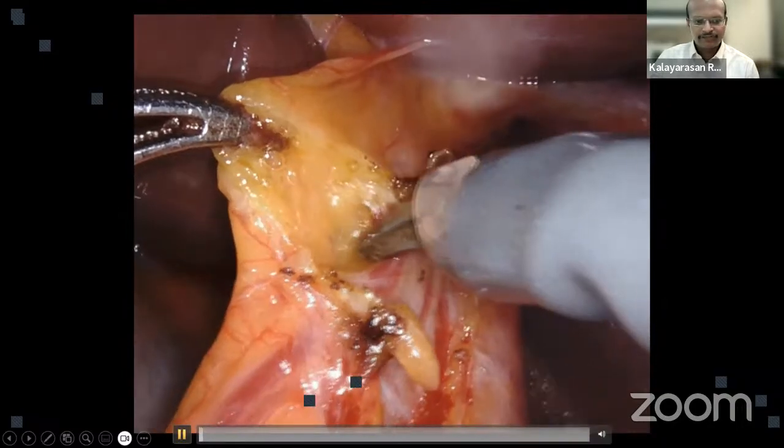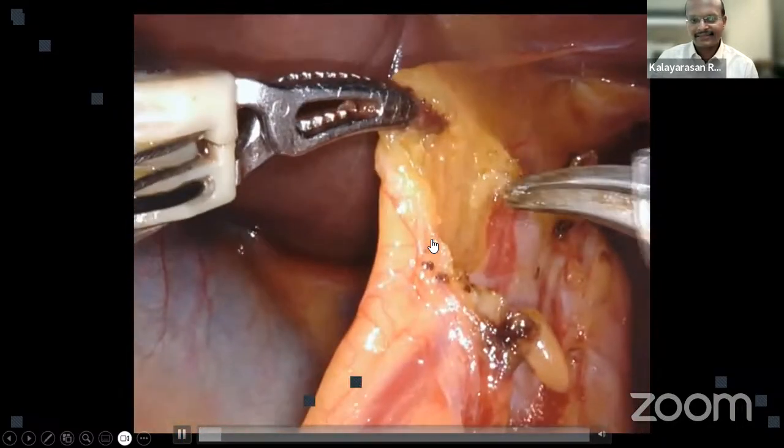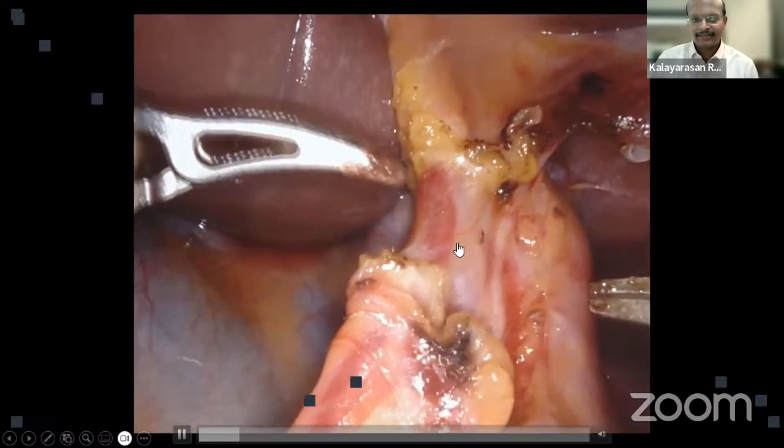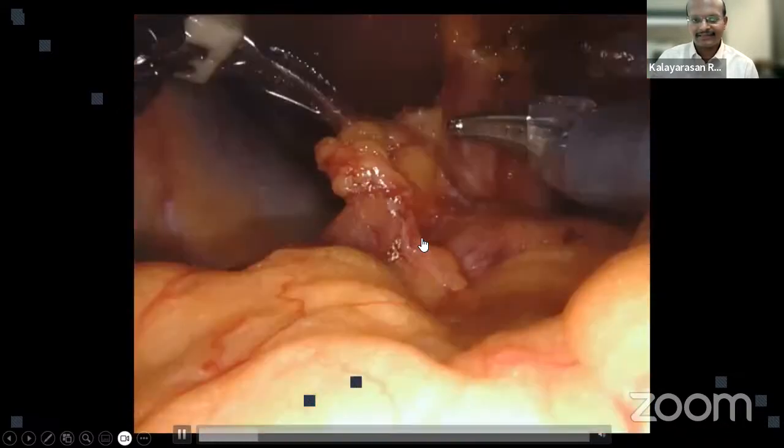So this is the safer approach of taking the right gastric artery, that is from the superior aspect rather than from the inferior. You can see also the right gastric vein there.